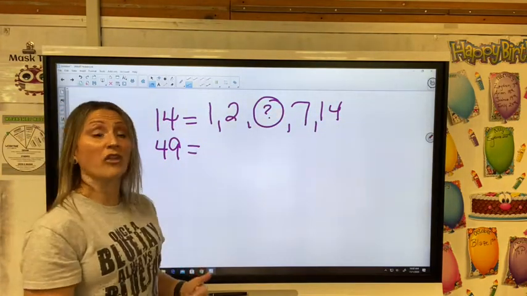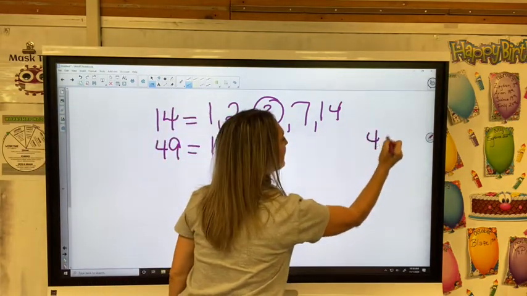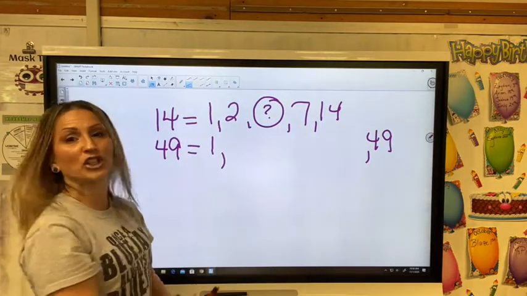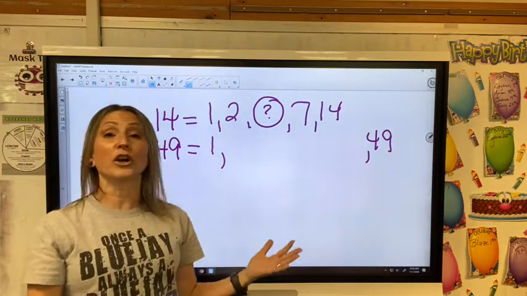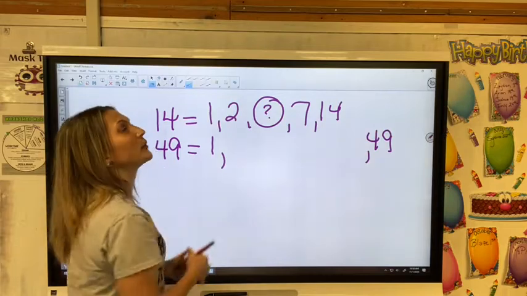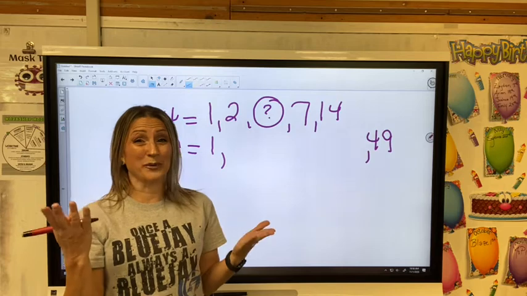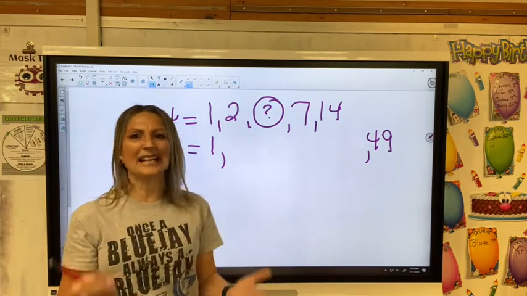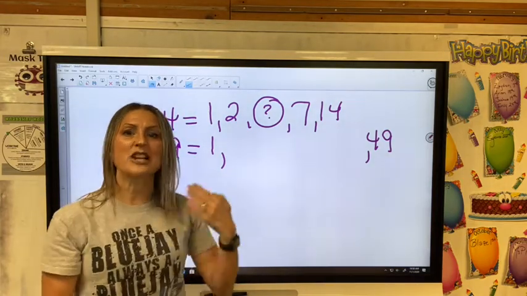I then want to see all the factors for 49. So I start with 1 and 49. I don't skip any numbers. I always start with 1, and then I just go down the numerical order to see if there are any other numbers that will make up 49. So I go to 2. Is there anything times 2 that gives me 49? I don't know any. Is there anything times 3? Again, I don't know any. Is there anything times 4, times 5, times 6?